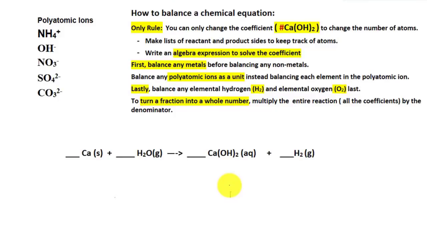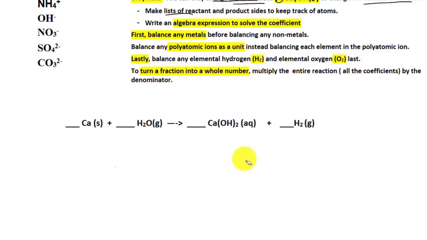Well, there is only one rule when it comes to balancing a chemical equation, and that is you can only change the coefficient number, and that's the number in front of the chemical formula. And that's the only method that you're allowed to use to manipulate the number of atoms on both sides, the product or the reactant. So, as always, if we're trying to balance a chemical reaction, we need to make a list of what's on the reactant side and what's on the product side.